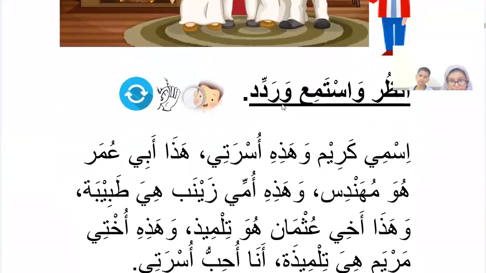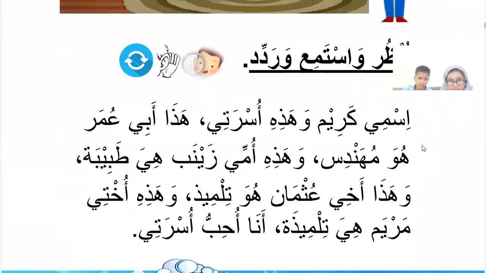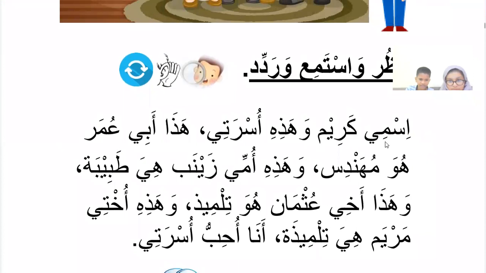Unzur wasma' wa karrir. Look and listen and repeat. First I will read it, then you both will read it, okay? Ismi Kareem. Ismi, my name. My name is Kareem. Wa hadhihi usrati. And this is my family. Haza abi Umar. This is my father, Umar. Huwa muhandis. He is an engineer.